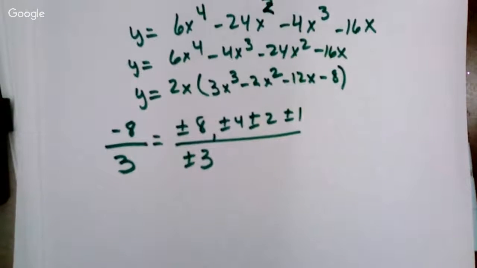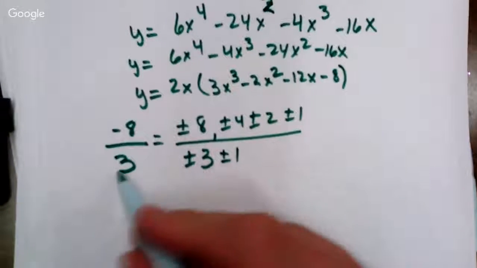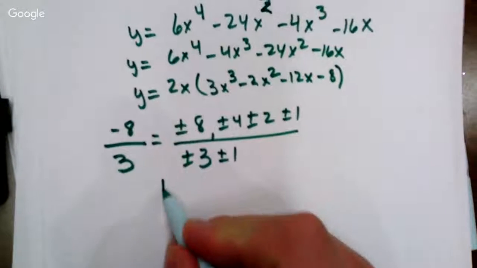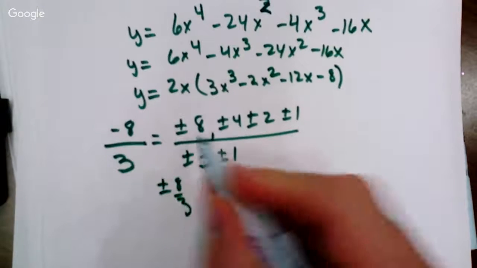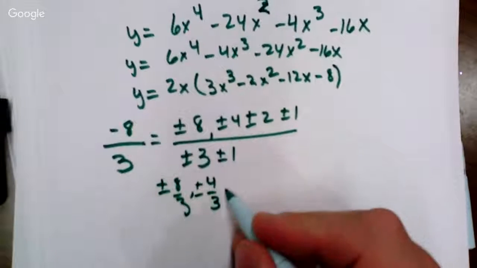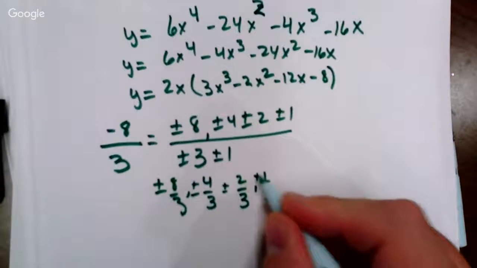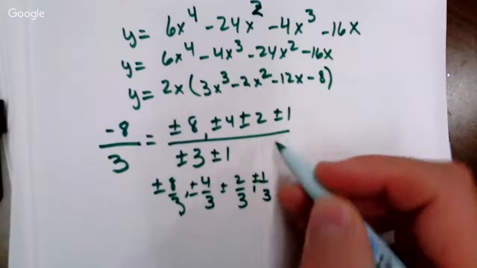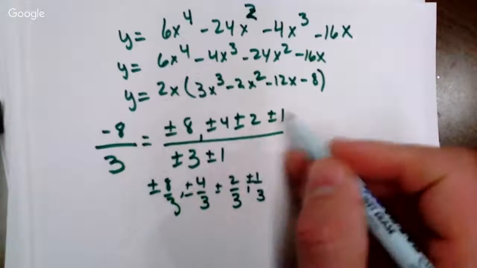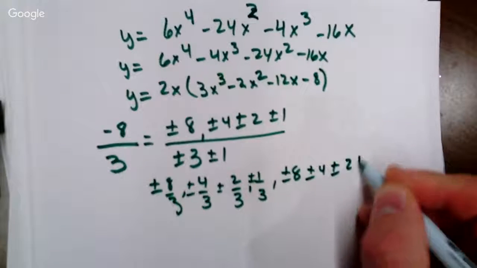Okay, let's take a look then. What are our potential factors though? So we're going with plus or minus 1. 1 is a factor, 3, 2. So we've got to do a little matching up here. So we're going to have plus or minus 8 over 3, 1, 4 over 3, 2 over 3, 1 over 3, and then all divided by 1 as well. So it is a matching game. You've got to match each one of those up with each one of those. So plus or minus 8, plus or minus 4, plus or minus 2, and plus or minus 1.